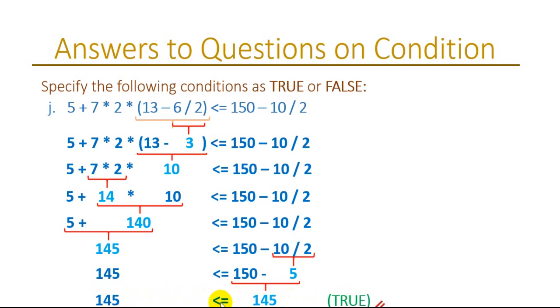Okay, so remember this. When you have less or equal or greater or equal, if one of these, either this one or this one is true, then the entire thing is considered true. Okay, so this expression evaluates to true.